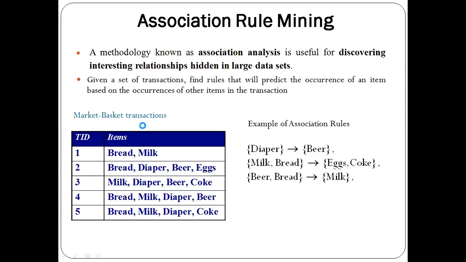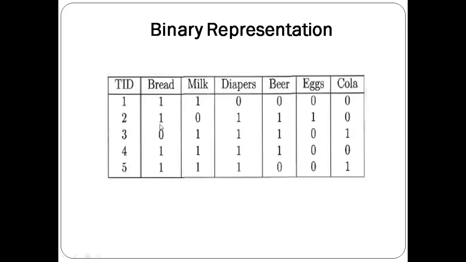If you consider the second transaction, we have bread, diapers, beer, and eggs. So we need to set bread, diapers, beer, and eggs to 1, and all the other variable values are 0. In the same way, we can represent the other rows also. This is the binary representation of market basket data. If the item is present in the transaction, it will be represented as 1. If it is not present, it will be represented as 0. So in the first transaction, we have bread and milk, represented as 1, 1, and the other items are represented as 0. So this is about the binary representation of the market basket data.